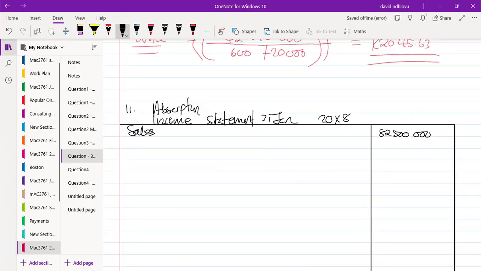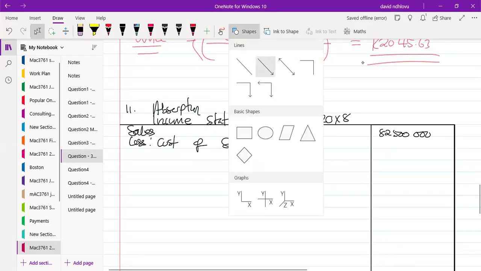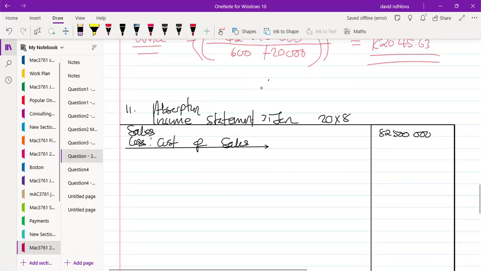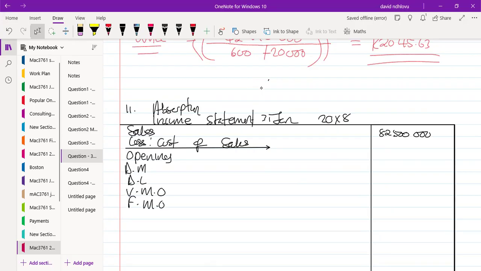Right, then our changes are going to start here. Here we say less cost of sales. We don't say variable cost of sales. This is simple because we are also going to include the fixed cost in this calculation. Then we say opening inventory, direct material, direct labor, variable manufacturing overhead, but we now include the fixed manufacturing overhead costs.